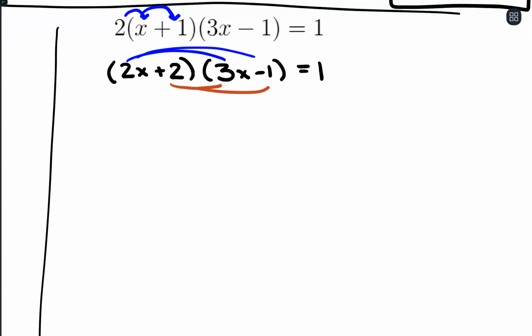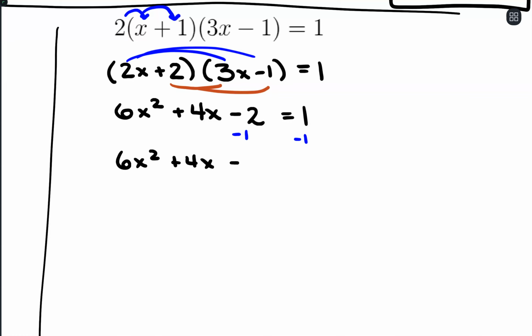So 2x times 3x is 6x squared. We're going to have, let's see, negative 2x plus 6x, so that's a positive 4x in the middle. And then positive 2 times a negative 1 is a negative 2, equals 1. And now I can get 0 on the other side of the equation by subtracting 1 from both sides of the equation. So 6x squared plus 4x minus 3 equals 0.